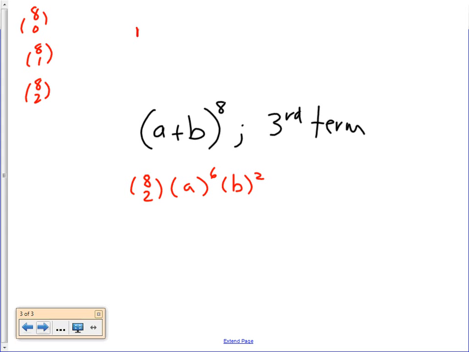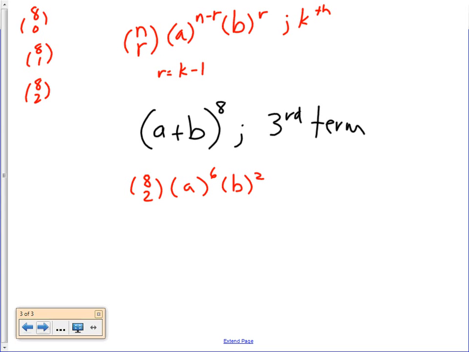So the formula looks like this. N over R, A to the N minus R, and then B to the R. Understanding that R is always minus 1 for my term. So a lot of times you'll see them say K, the kth term, and so R is equal to K minus 1. So the third term, 3 is K, so 3 minus 1, R is 2.